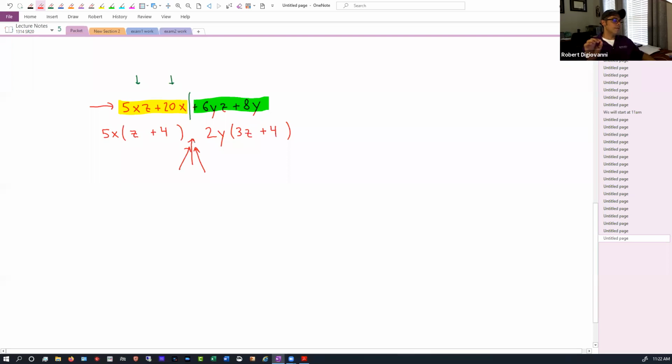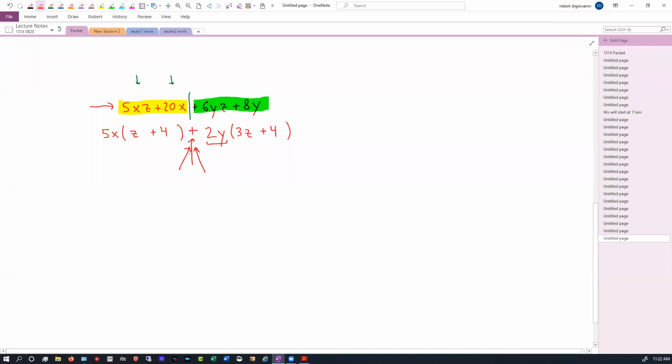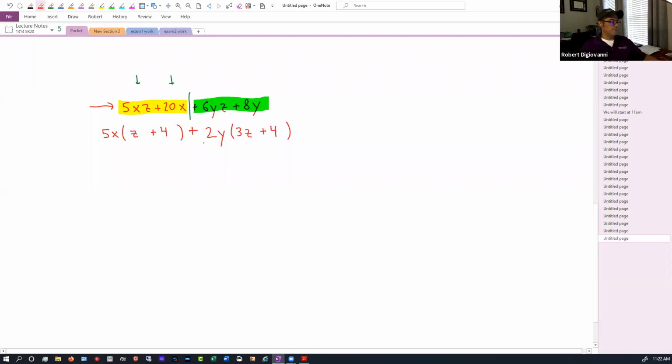It's very important at this point that we put something in between there. And what we're going to do is look at this 2y that we pulled out. It was positive 2y, wasn't it? I mean, it's not a negative number. We pulled a positive 2y out. So I'm going to put a plus sign here.